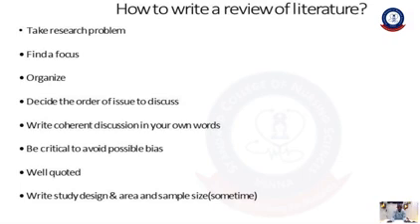So you have to sit down, look at the words a particular person used, then use your own understanding and write them in a different way. Be critical to avoid possible bias. In research, you don't necessarily need to be biased. You have to be objective. Cite well. Anybody you want to cite, you have to cite very well. Write the study design, area and sample size. You must have a sample size sometimes, not in all cases, but you must have a study design.